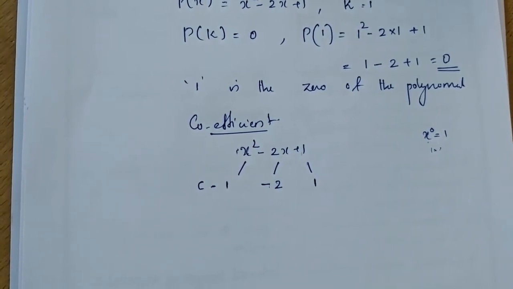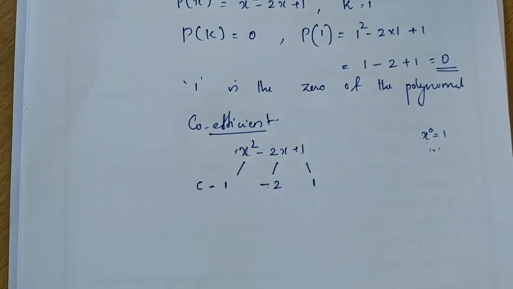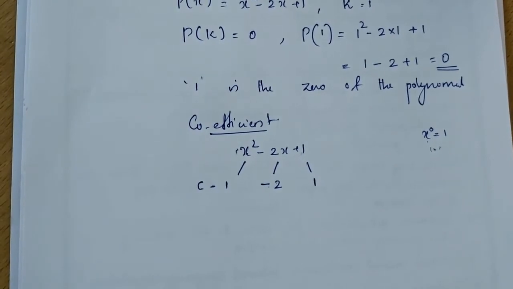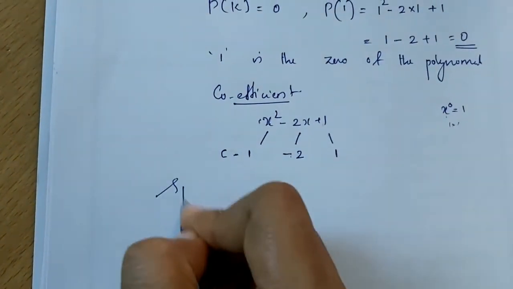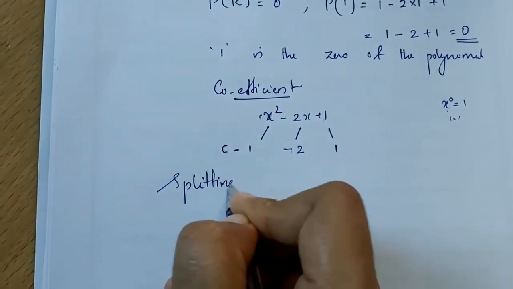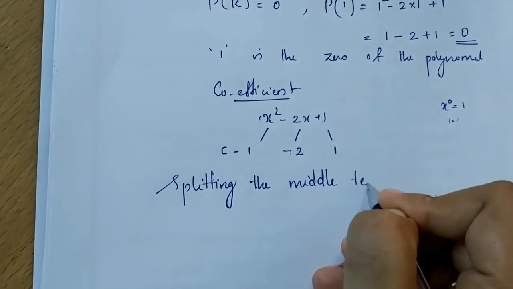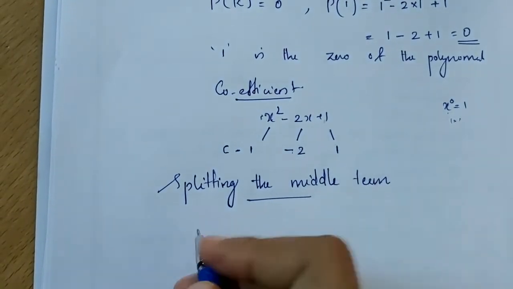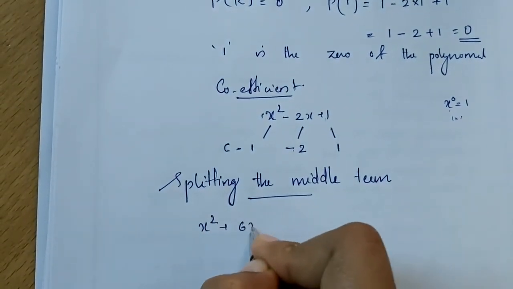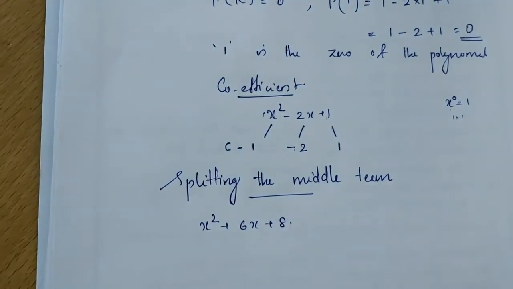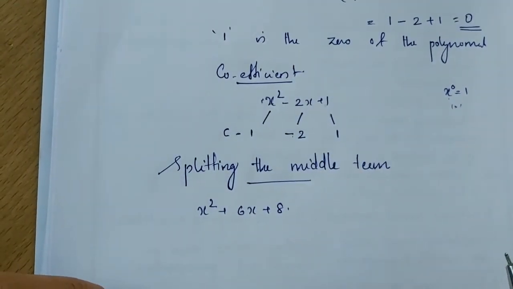Next, to define the relationship between zeros and coefficients, we have to find the factors of a polynomial. How to find the factors of the polynomial? In previous years, you had studied a lot of methods to find the factors. Here we are discussing a method, splitting the middle term. Consider the polynomial x square plus 6x plus 8.